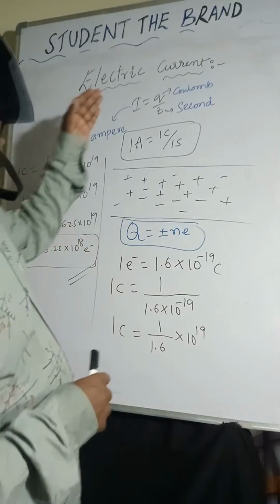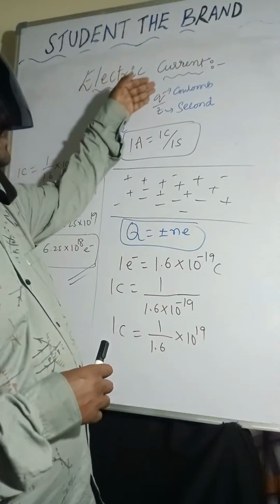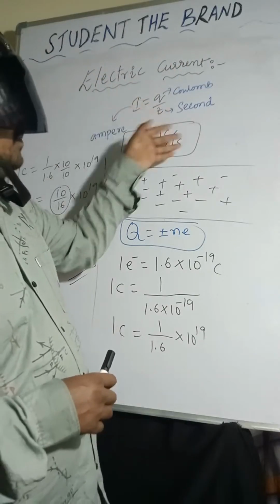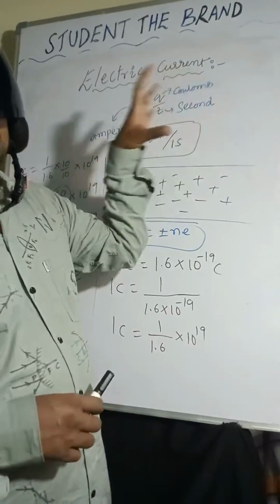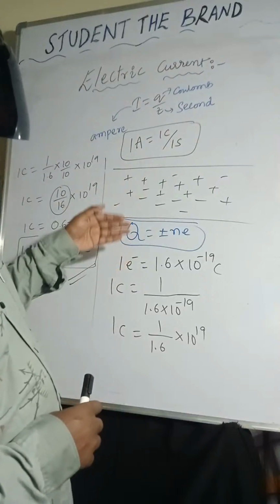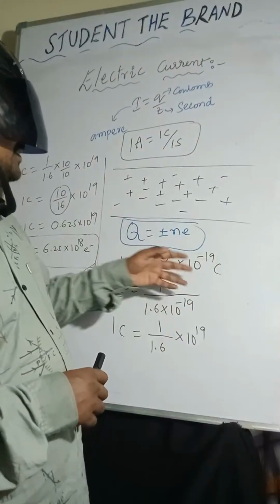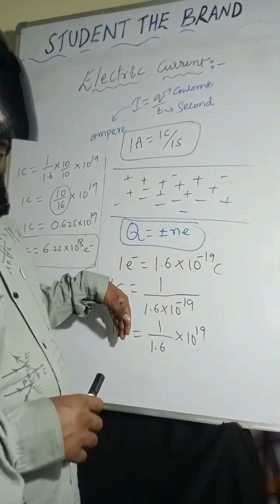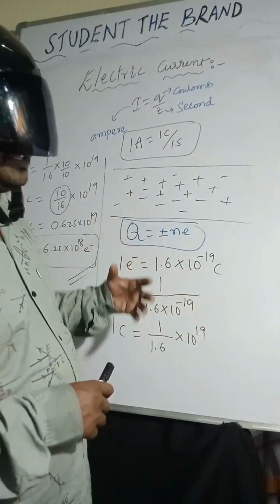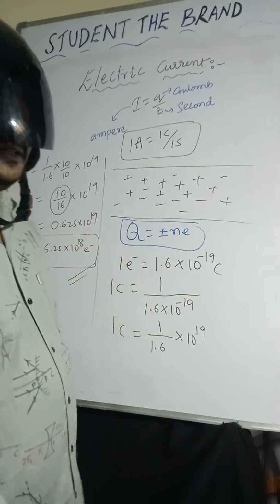Once again, I equal to Q by T. SI unit of current is ampere, SI unit of charge is coulomb, SI unit of time is second. So 1 ampere equal to 1 coulomb per 1 second. When a number of charges are moving, then only we can say current is flowing. That is quantization of charge: on 1 electron, 1.6 into 10 power minus 19 coulomb. In 1 coulomb, how many electrons are present? That is a question. In 1 coulomb, 6.25 into 10 power 18 electrons are present, right?